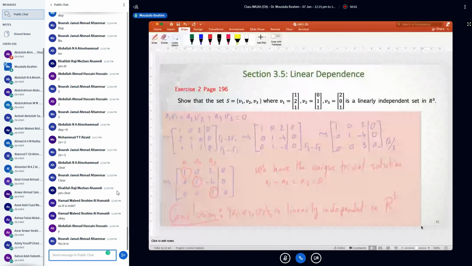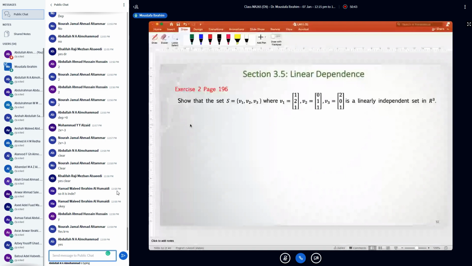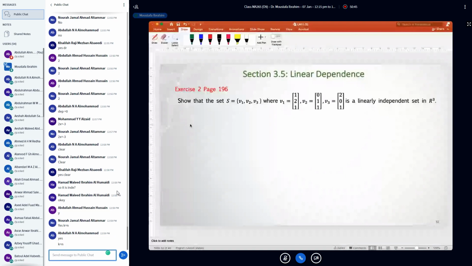Yes. So let's check. Here we have k equals 3, n equals 3. So we have k equal n. Let's find the determinant of v1, v2, v3. So we want to see here if they are linearly dependent or linearly independent. Let's check. We must get something different than 0.